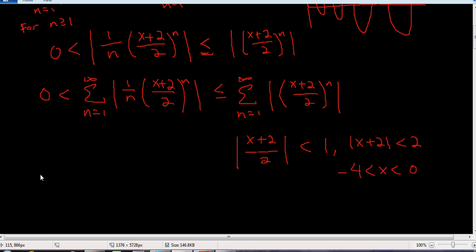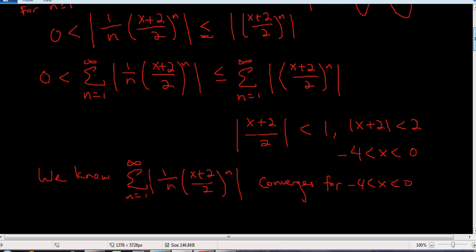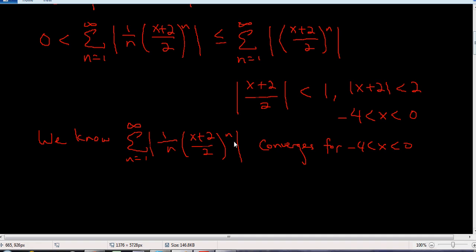Great. So we know the sum from n equals 1 to infinity of this here converges for x between negative 4 and 0. Great. So that's a good start.